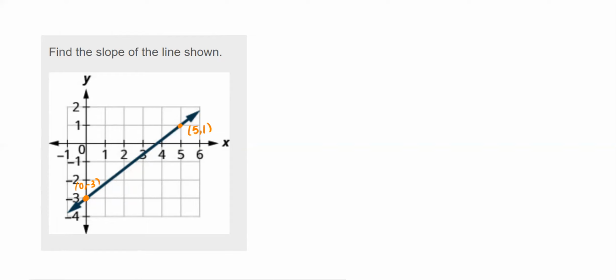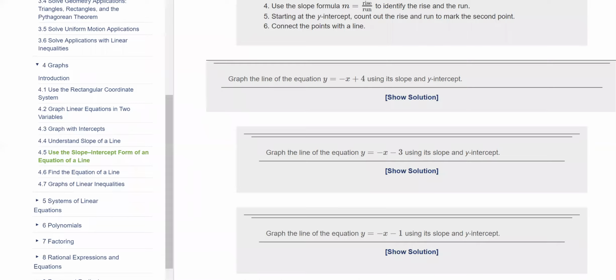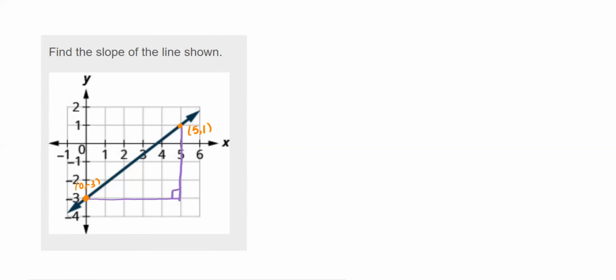But what we're trying to do here is to make a triangle, a right triangle, out of this. With a grid, it's a lot easier, right? So we made a right triangle. They want us to count the number of boxes as rise over run.